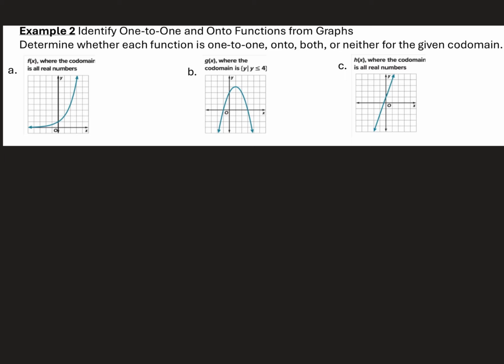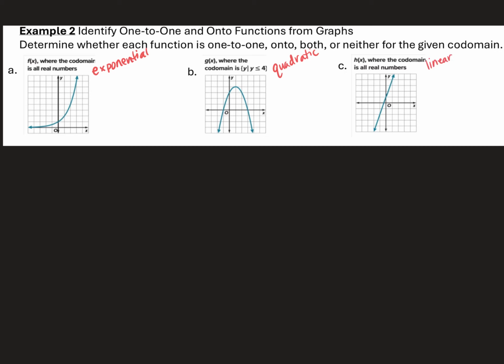Okay, it says determine whether each function is one-to-one, onto, both, or neither. And then it gives us some stipulation. It says f of x, that's the blue graph, and we'll write this on our paper as well. This is an exponential function. That's the graph of an exponential. Letter B, that's the graph of a quadratic. Please write this on your paper. And letter C, that is a linear graph.